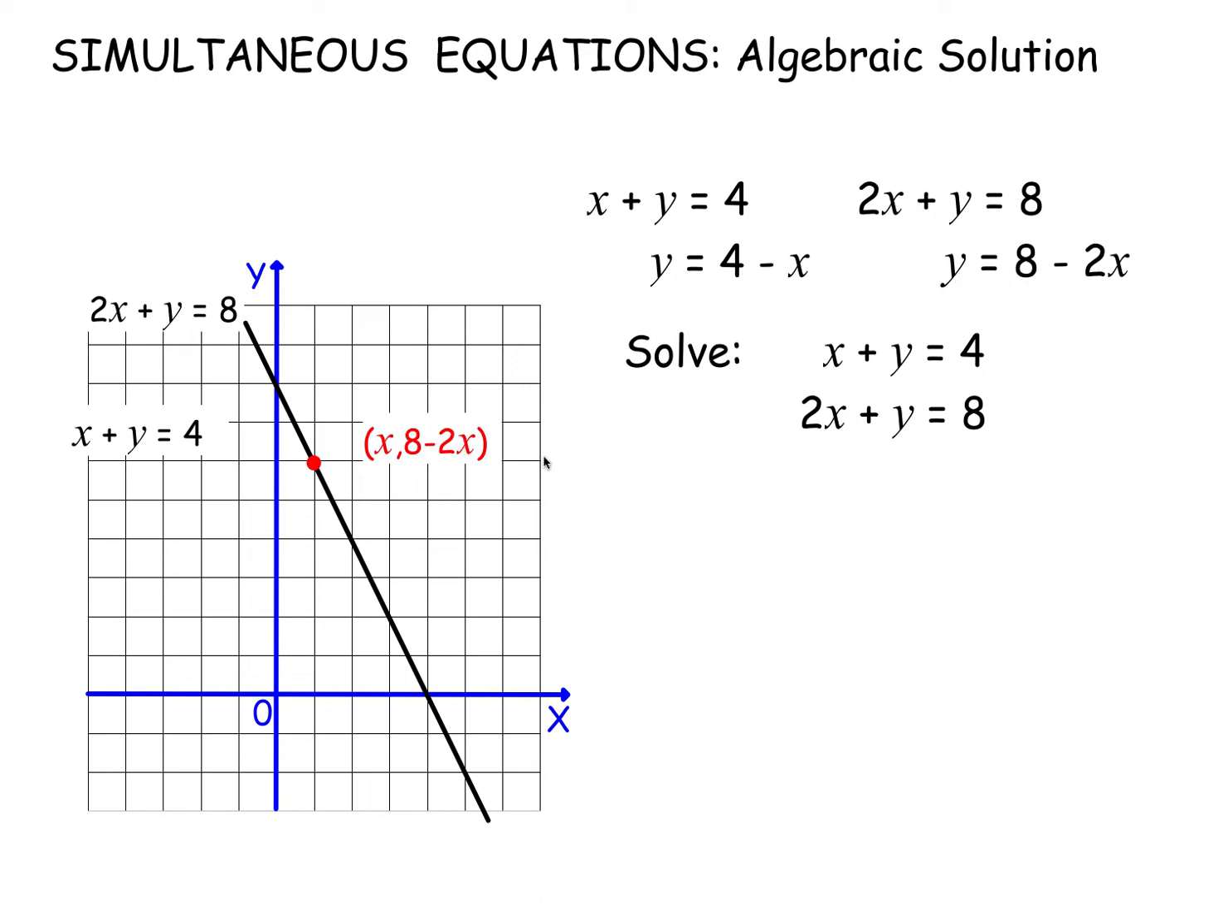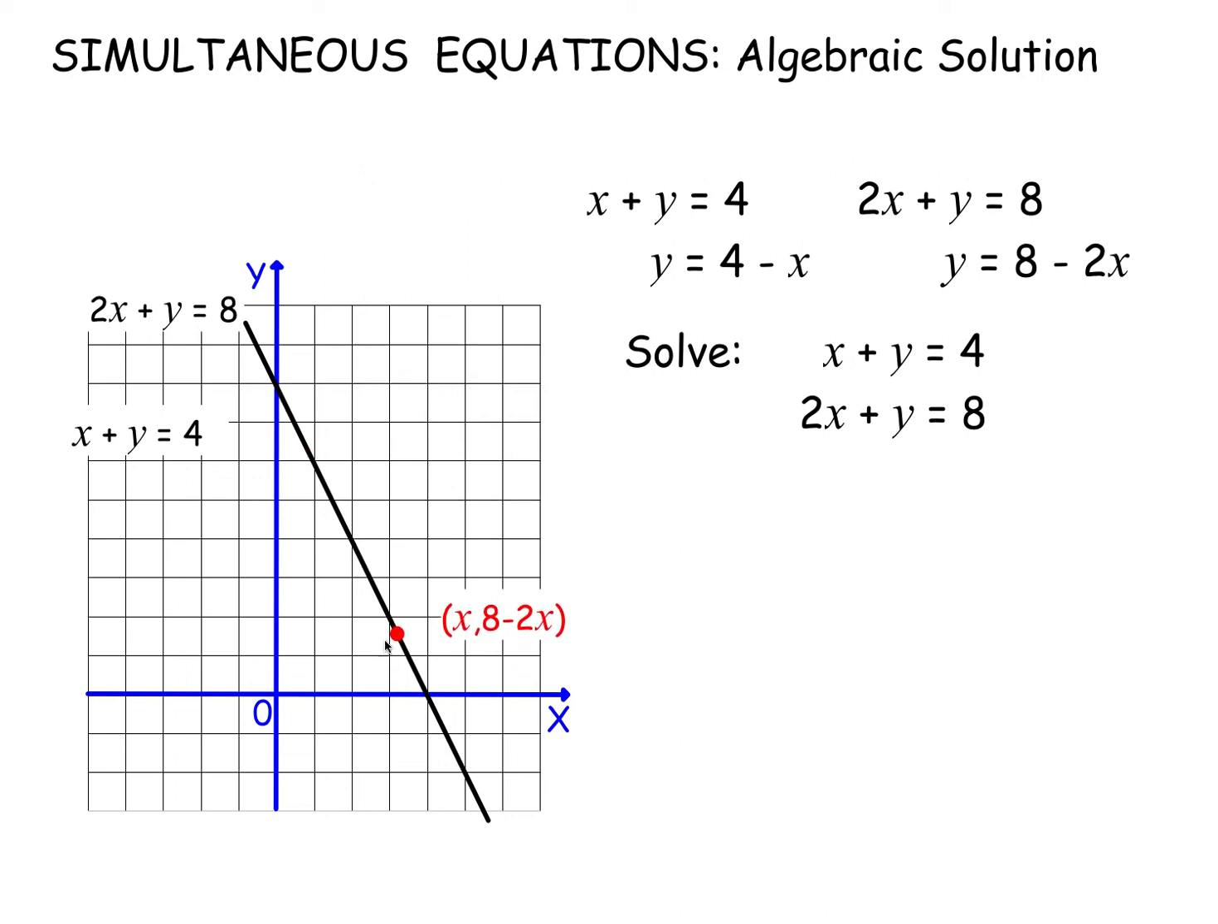So here, where x is 1, the y coordinate's 8 minus 2 times 1. That is, it's 6. So it's the point 1, 6. There it is, 1, 6. Here, x is 0. The y coordinate's 8 minus 2 times 0. That is, it's 0, 8.